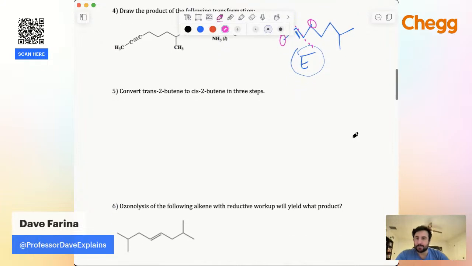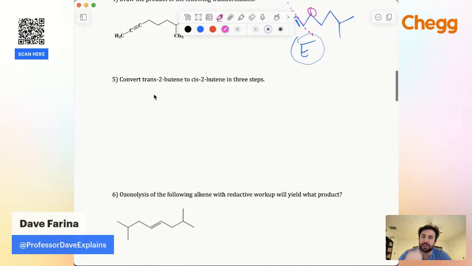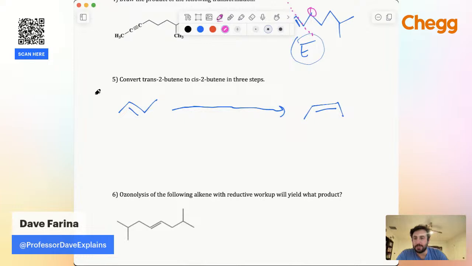Okay, let's check this one out. So we want to convert trans 2-butene to cis 2-butene in 3 steps. Let's first show what we're trying to do. So here's trans 2-butene, also known as E-2-butene, and we want to get to cis 2-butene, or Z-2-butene. So just to be clear, this is E and this is Z.